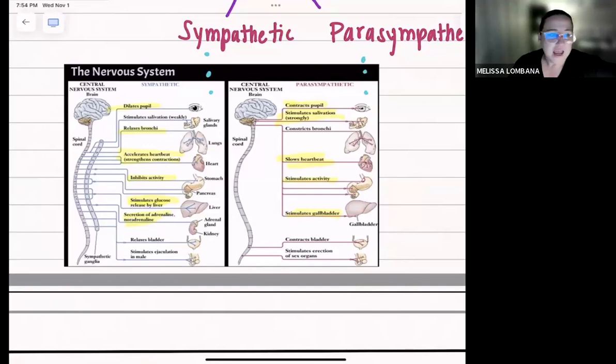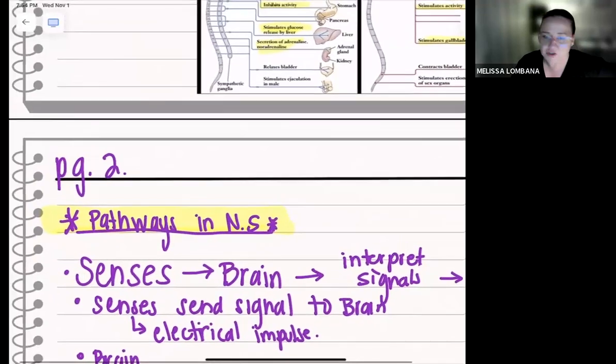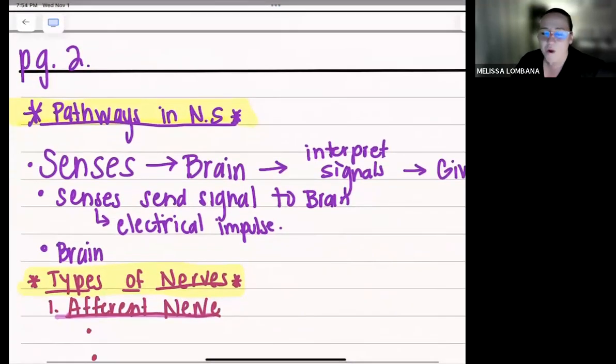All right, and I think that's pretty much it for this section. Just kidding. One more. We're almost there. Okay, so skip a line, and then we'll start with pathways in the nervous system.